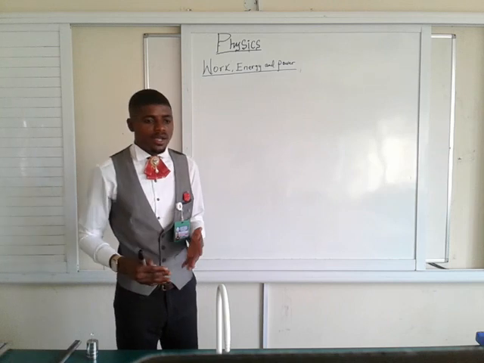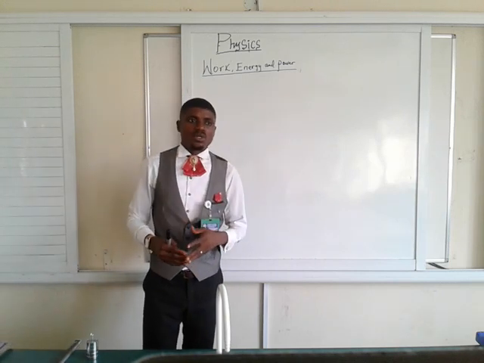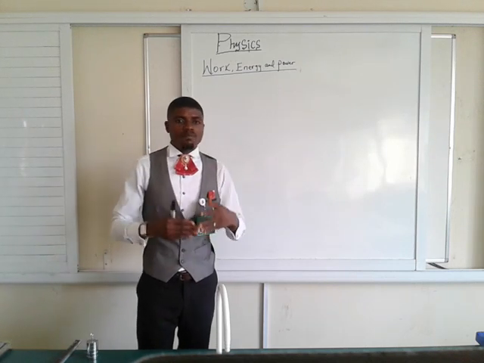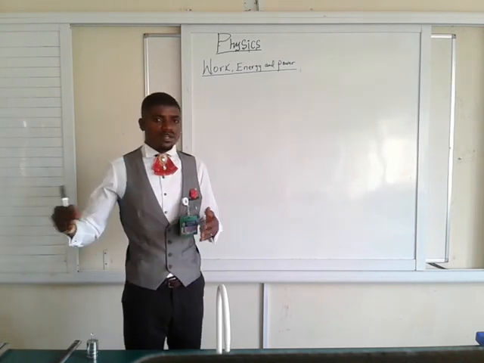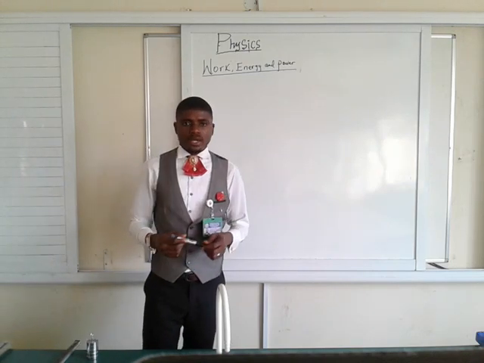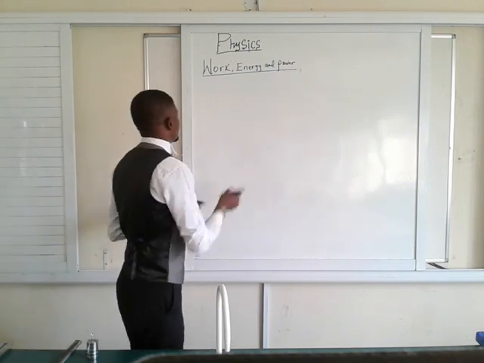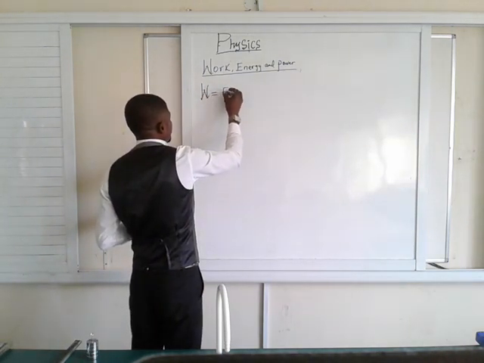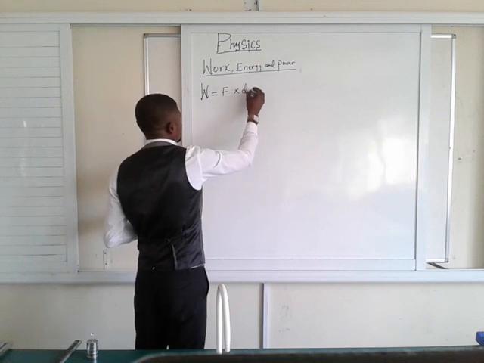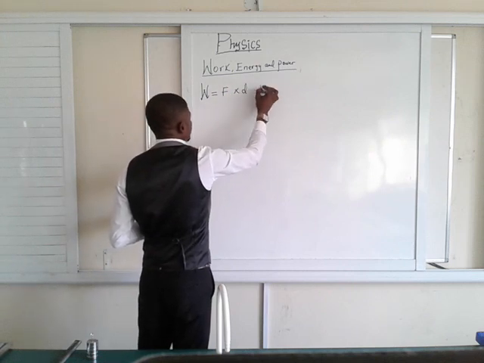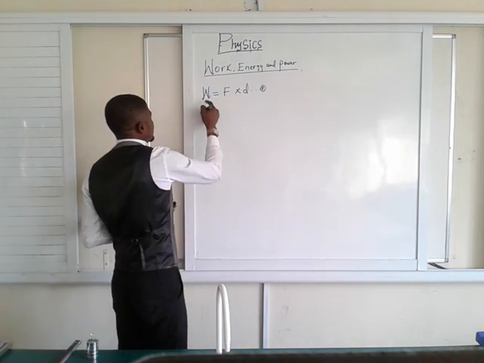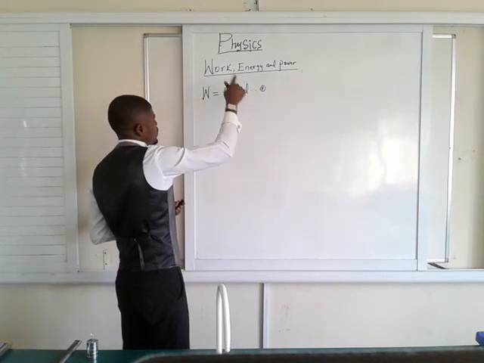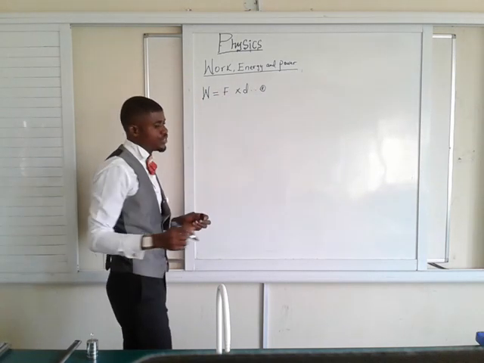Physics defines work as the product of force and the perpendicular distance in the direction of the force applied. Work is defined mathematically as W equals force times distance. Let's call this our equation number 1, where W is work and F is force, D displacement or distance.